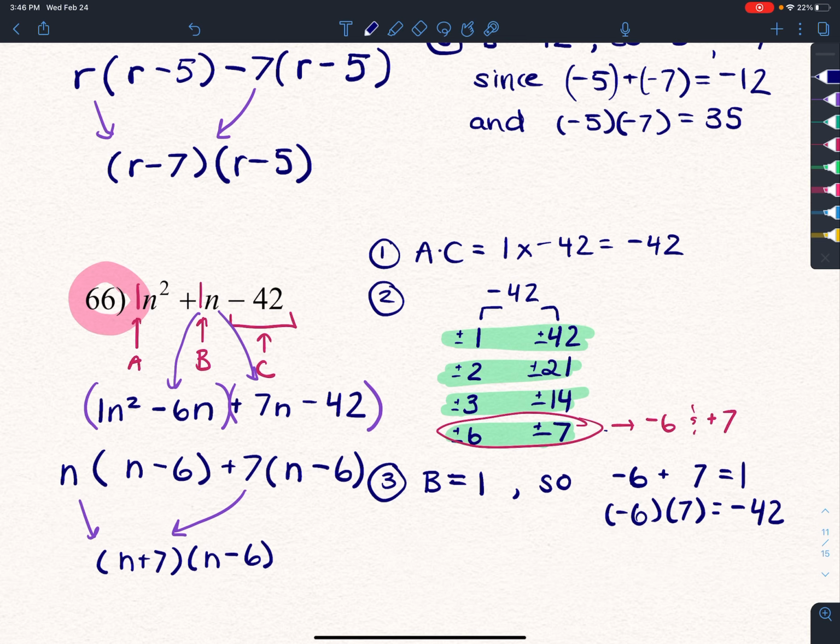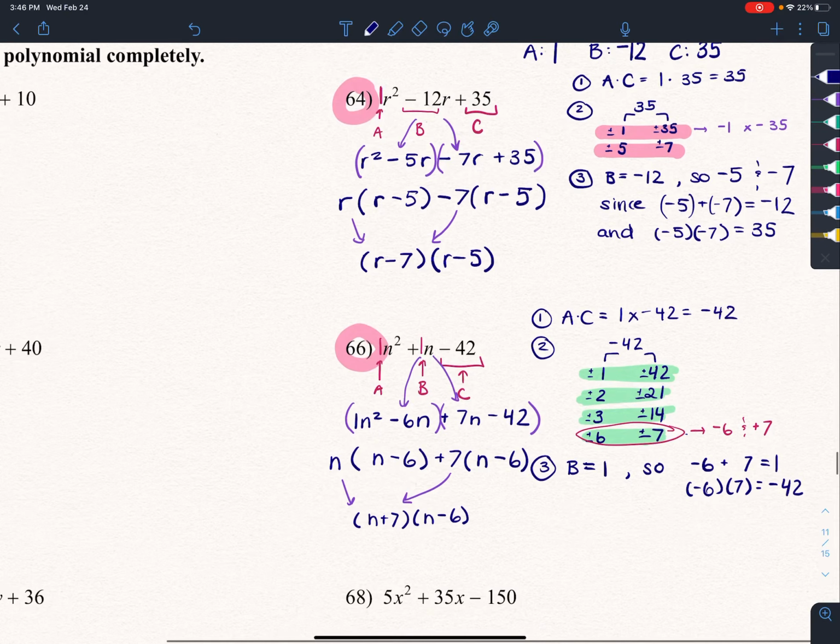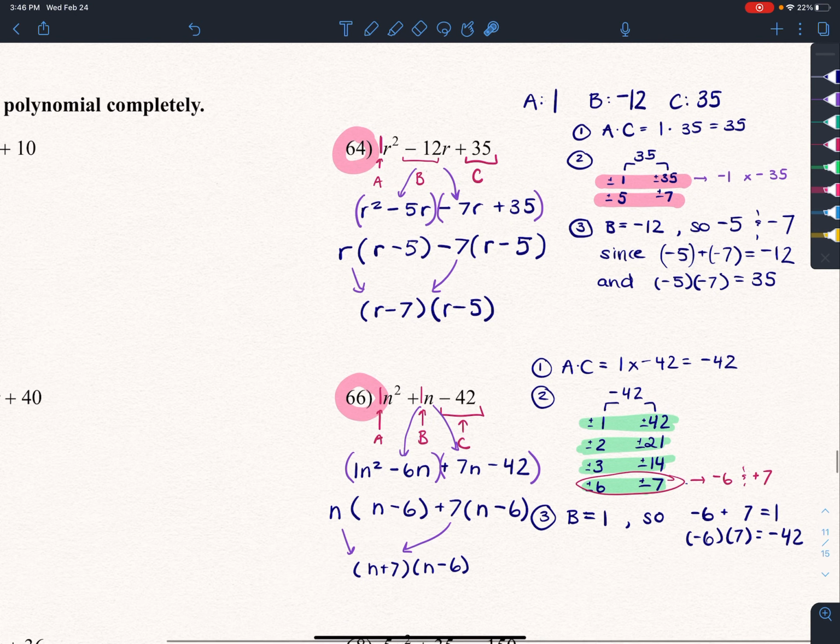So those are your two examples for some negatives. We had one example where our B was negative, one example where our C was negative.